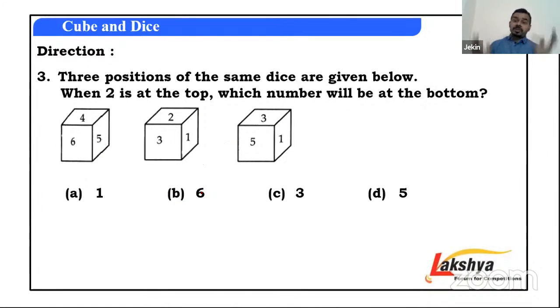Wow. Your 3 positions of the same dice are given. Okay, and what are they asking? When 2 is at the top, which number would be at the bottom? Okay, यहाँ पे slightly different हो जाता है. Now there is a new variation. यहाँ पे आपको 3 positions दिया है.